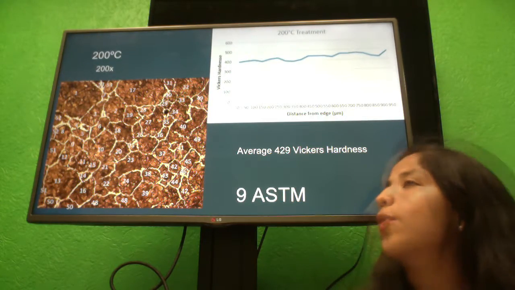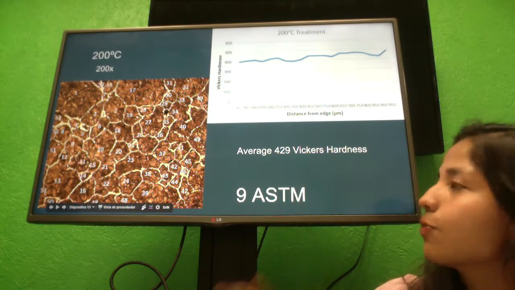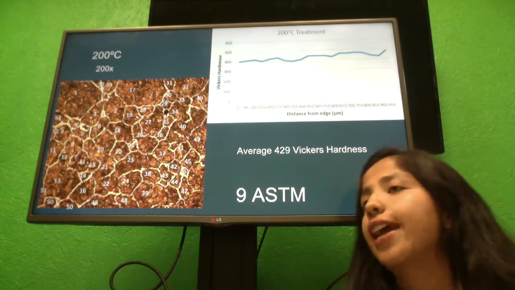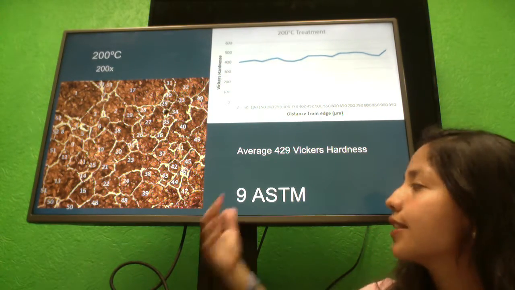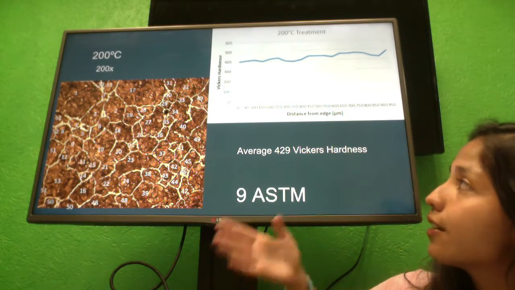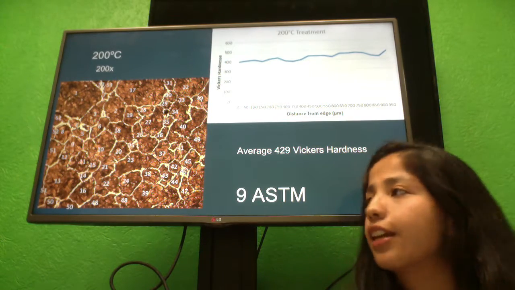And in the piece that was heated to 200 degrees, we see a similar hardness, an average of 429, and the same grain size, and we observe the same pattern: the Vickers hardness stayed the same as the distance from the edge increased.